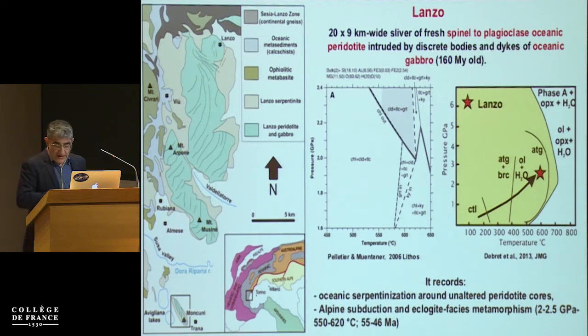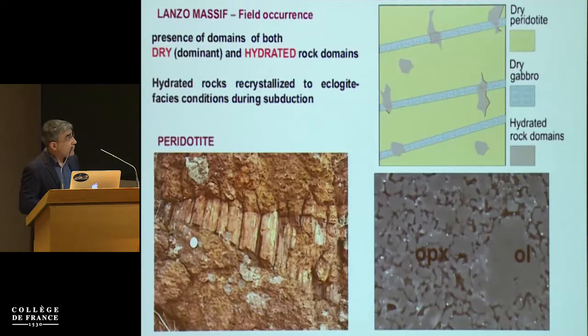Let's have a look inside this body, particularly here in the Moncuni. This is a bad field sketch of this rock. This is the fresh peridotite, these are the gabbro dikes cutting through, and the gray domains are the minor hydrated domains affecting the peridotite and the gabbro. They are maximum 5% by volume, up to 10 probably, but very low amounts in terms of volume.